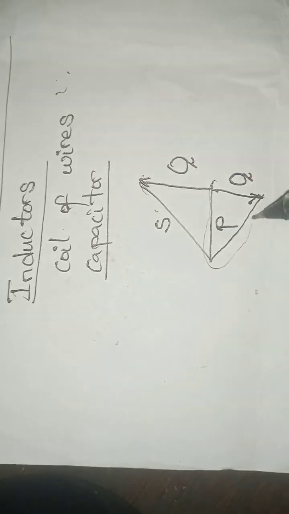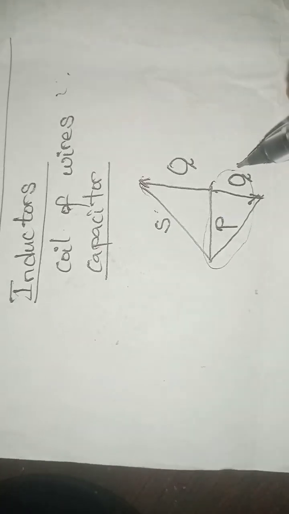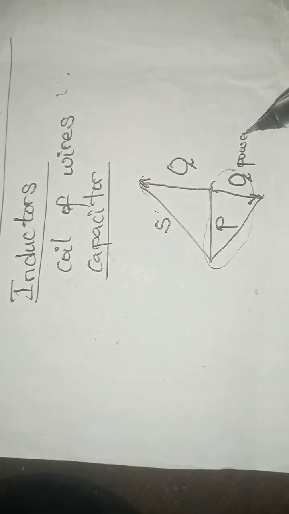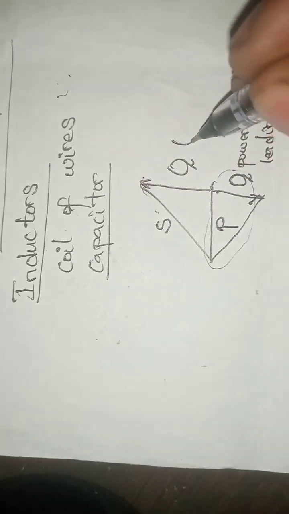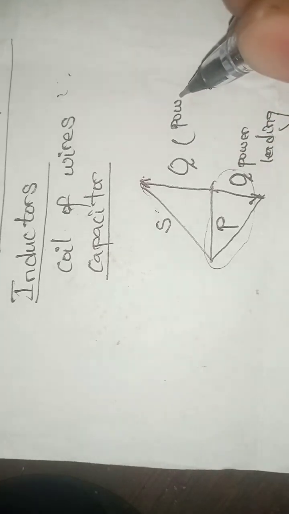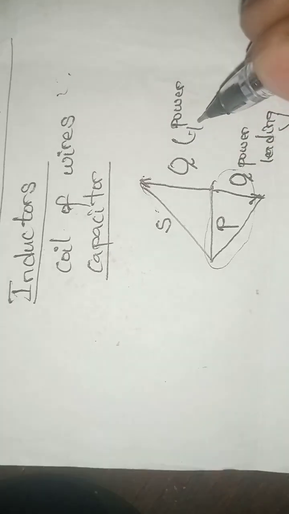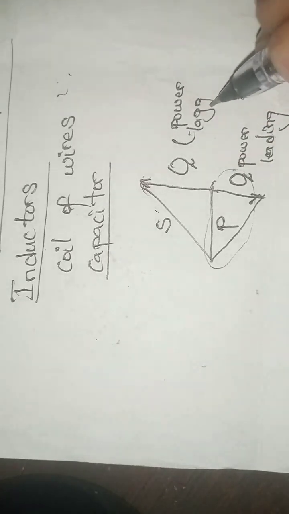So when we have this triangle below, we say power is what? Power is leading. Why is it leading? Because we know a capacitor produces what? Reactive power. And when we plot the three powers and have this diagram, we say power is what? Lagging. Why are we saying power is lagging? Because an inductor uses the reactive power.